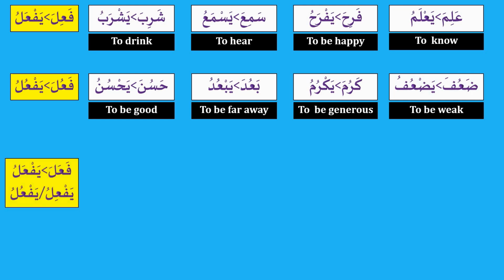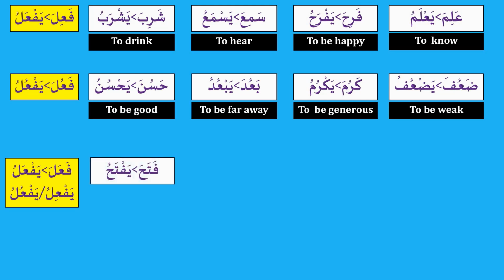And the pattern فعل, the middle letter gets فتحة in this pattern, and it can be فتحة, كسرة, or ضمة in present tense: يفعل, or يفعل, or يفعل. There is no pattern or format to explain this. We need to refer to the dictionary.